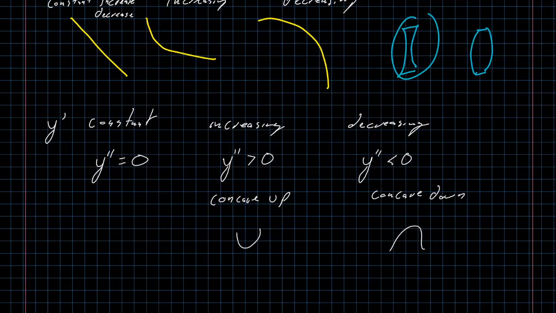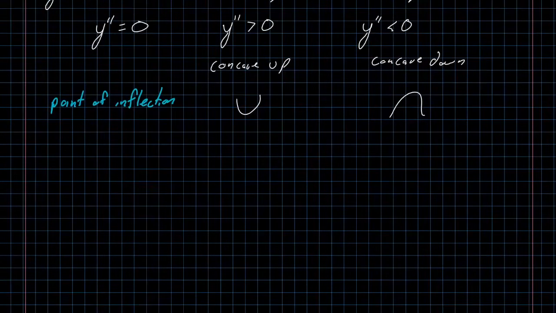And having a constant increase or decrease for a long stretch is called linear, but very often you'll see that happen at an instant. We're going to call that a point of inflection. And points of inflection are going to show up when we have a graph that is concave up and then transitions to being concave down, or a graph that is concave down and transitions to being concave up. So those two transition points are what we call points of inflection.